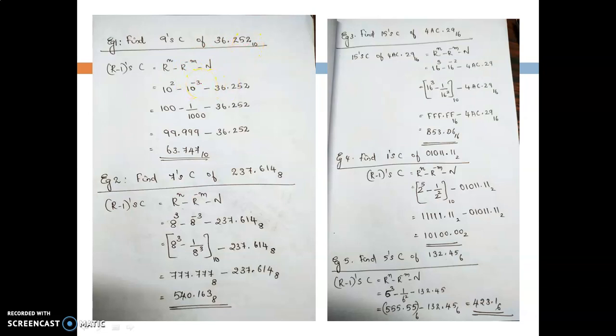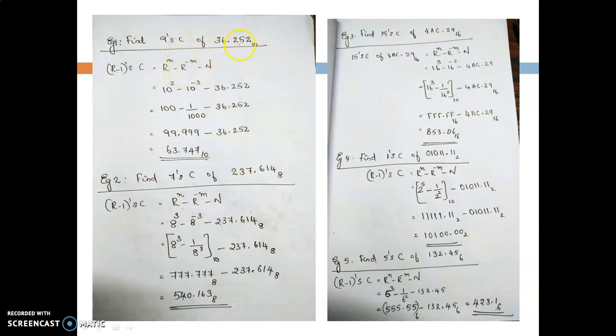So what happens if there is no fractional part in the number? Let's say it was 36. Then it will be 10 raised to minus 0, that is 1 by 10 raised to 0, that is 1 by 1. So this part will become 1. If there is no fractional part, this r raised to minus m will become 1.